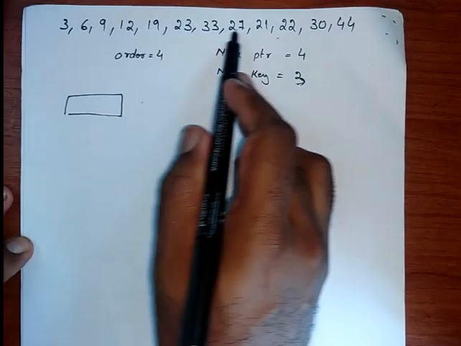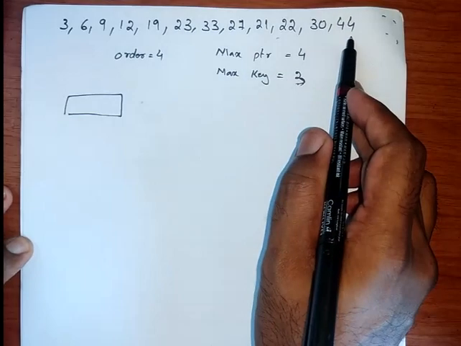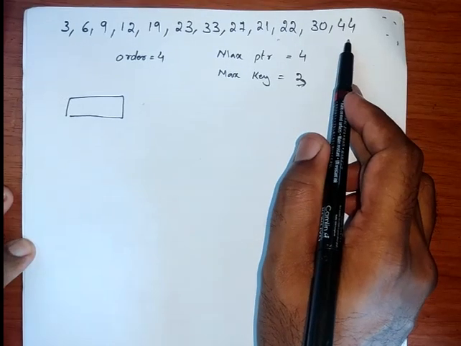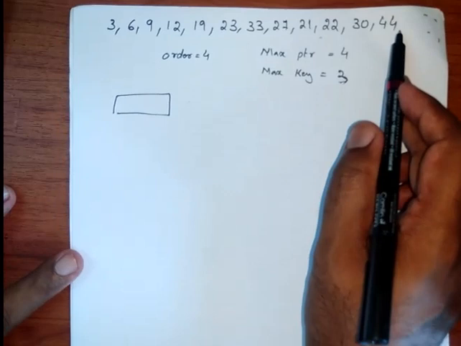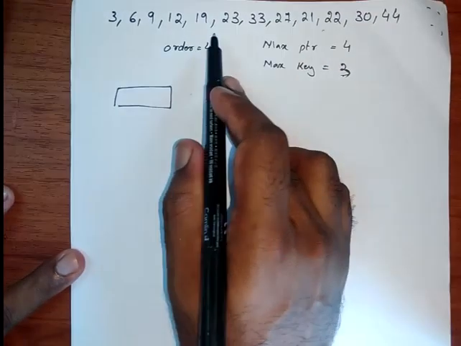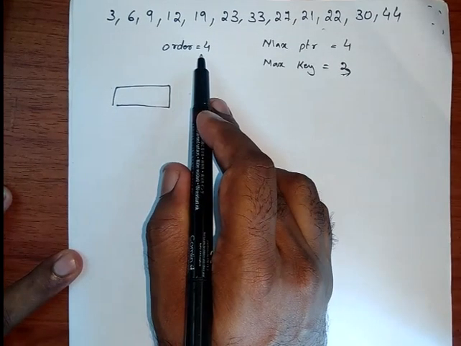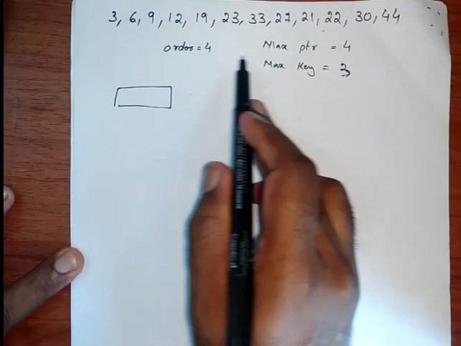Okay, we can look into this example. Here you can see we are given a set of data values 3, 6, 9, 12, 19, 23, 33, 27, 21, 22, 30 and 44, and we need to insert these values into our B plus tree. Here an order of 4 is given, and we are following the same rule of B tree to identify the maximum number of keys, maximum number of pointers, and also the splitting concept.